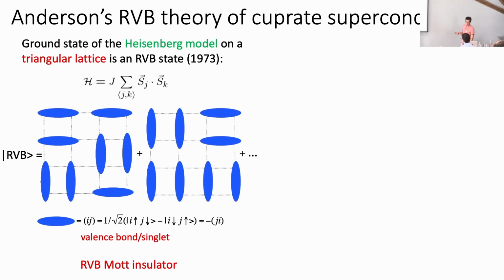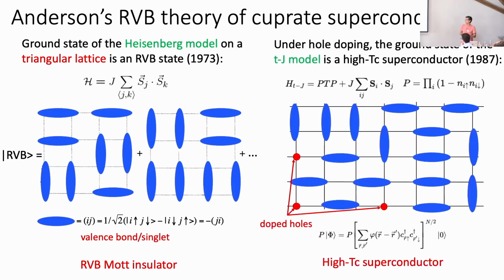So even though this was not the case, the idea has been, of course, very important for the search of quantum spin liquids. But then after the discovery of the high Tc cuprates, he proposed that under doping, this RVB state would become metallic. It would be a high Tc superconductor. And the wave function would be described by this projected RVB state, which has the doped holes together with a coherent superposition of the singlets in a superconducting state.